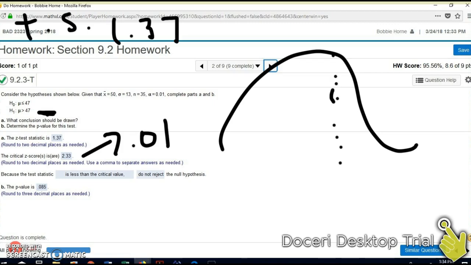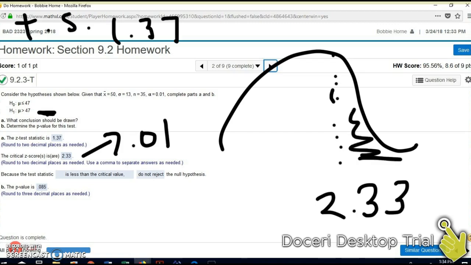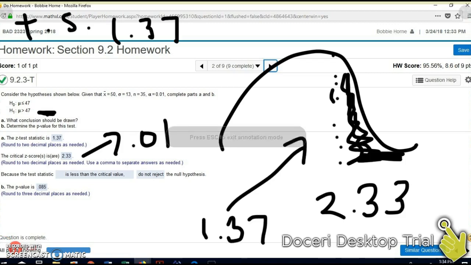So our critical value is 2.33. So this is our critical area. If it's in this critical area, we will reject it. If it's not in this critical area, we will fail to reject it. Okay, so our test statistic is going to be somewhere over in here. It's not going to be in the critical area.